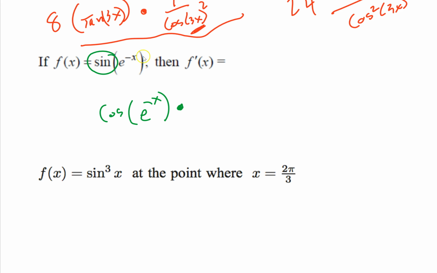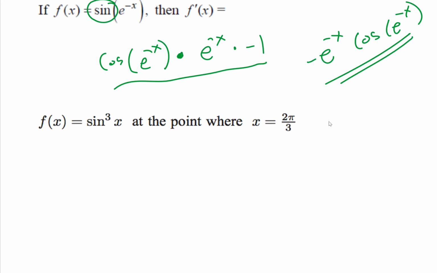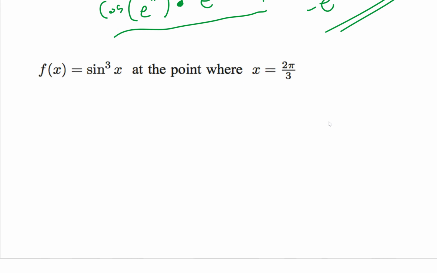Now this is its own chain rule. We talked about it, right? E is pretty much always its own chain rule. But the shortcut is just copy it, and times the derivative of the inside. In this case, that would be -1. So that's the answer, right? It's negative e to the negative x times cosine of e to the negative x. So this stuff is getting a little more complicated, but just bring all your derivative rules together. So last one.